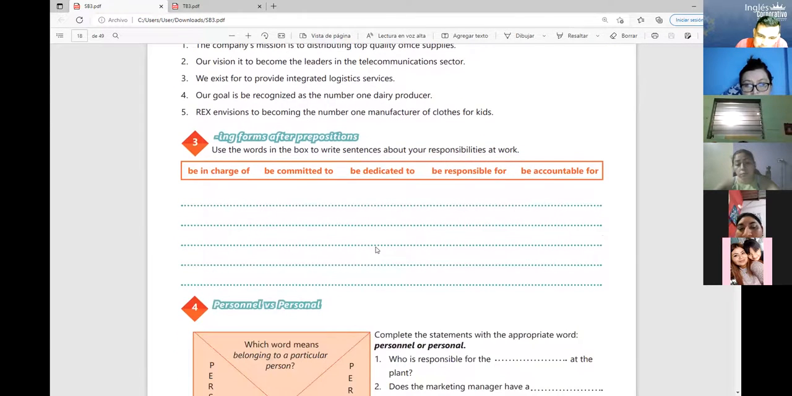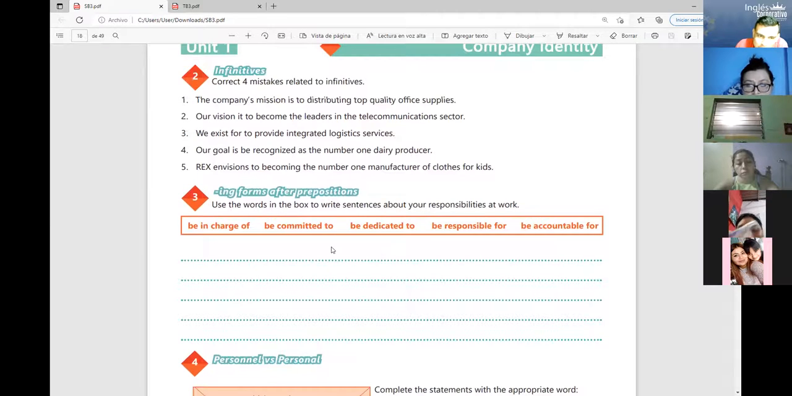Bueno, ahora, siempre en la práctica de la unidad 1, nos toca crear, ok. Use the words in the box to write sentences about your responsibility at work. At work, ok. Por ejemplo, vamos a utilizar las palabras be in charge of, estar a cargo de, puede crear una oración con eso, be committed to, be dedicated to, be responsible for, be accountable for. Tengan cuidado a la hora de crear las oraciones, no vayan a colocar I be in charge.